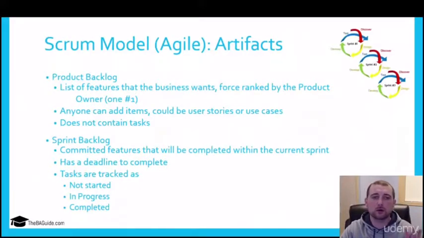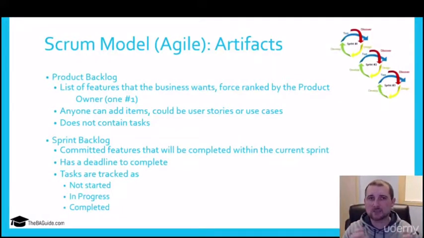So let's talk a little bit about what they call artifacts. Artifacts are kind of their term for some of the different pieces within the Scrum model and actually Agile in general. The first thing is the product backlog, and we've talked about it a little bit, but this is a list of features that the business wants, and it's force ranked by the product owner. When I say force ranked, I mean there can only be one number one, there can only be one number two, there can only be one number three.